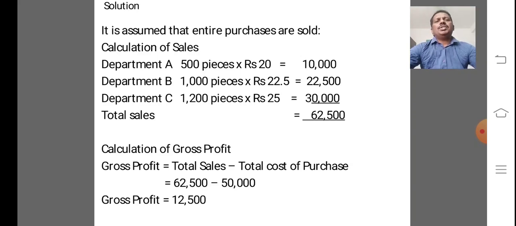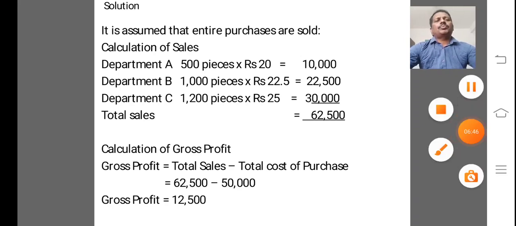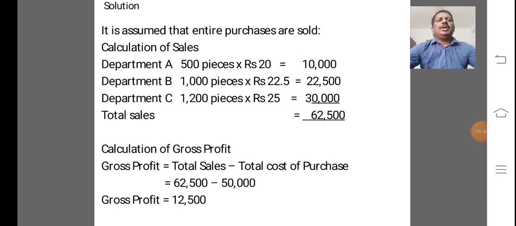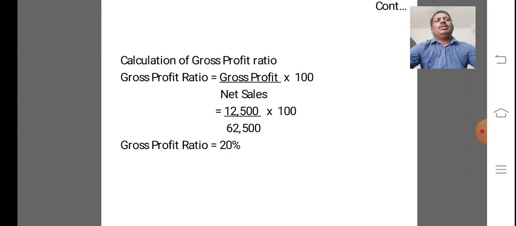First we calculate sales. In Department A, 500 pieces into 20 is equal to 10,000. In Department B, 1000 pieces into 22.5 is equal to 22,500. In Department C, 1200 pieces into 25 is equal to 30,000. So total sales is equal to 62,500. And again, calculation of gross profit. Gross profit is equal to total sales minus total cost of purchase. So 62,500 minus 50,000, gross profit is equal to 12,500.